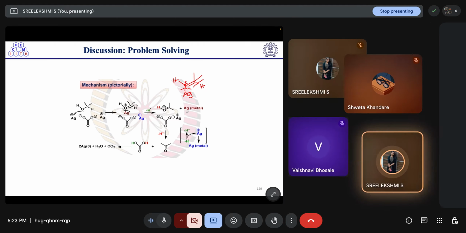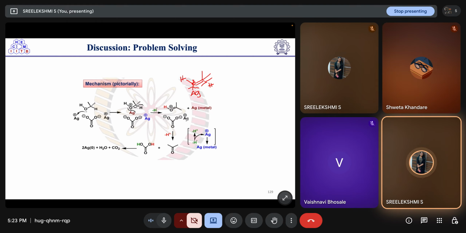So silver metal will be released and this other intermediate will be as such, and we will be getting this intermediate. Then what will happen? Proton loss from this position will give the oxidized product, and this will be the byproduct. So how is this silver plus converted into the silver metal? Whatever hydrogen is leaving, that will give the electron and this will be converted into the silver metal.